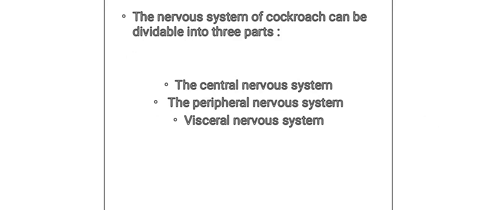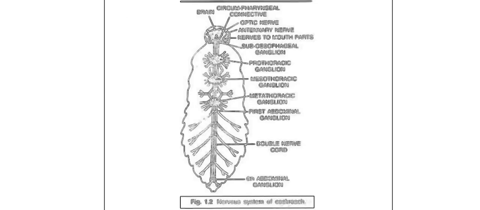Further, if you divide the nervous system in the cockroach, you will find that it can be divided into three main parts: the central nervous system, the peripheral nervous system, and the somatogastric nervous system. As we all know, in humans also we have the central nervous system as well as the peripheral nervous system. Likewise, in the cockroach you have both the central and peripheral nervous system.